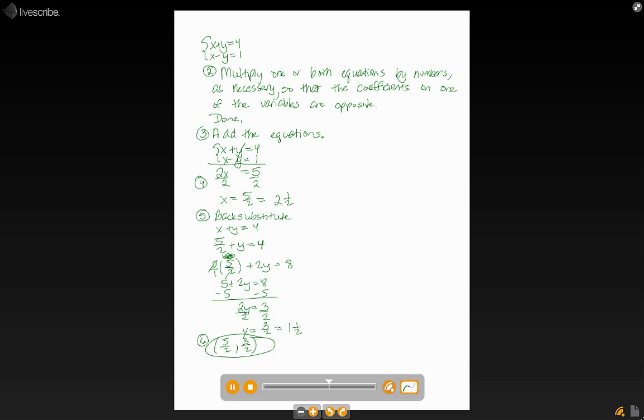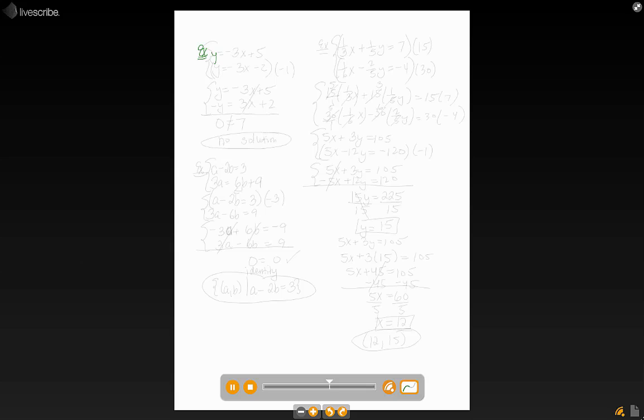Let's go back and do the second example we did earlier, where we had y equals negative 3x plus 5, and y equals negative 3x minus 2 as my system. We already solved this using the substitution method. I want to go back and solve it using the elimination method. We're doing the same problems over again so that we can compare the methods and decide which way is better when. That's the point here.